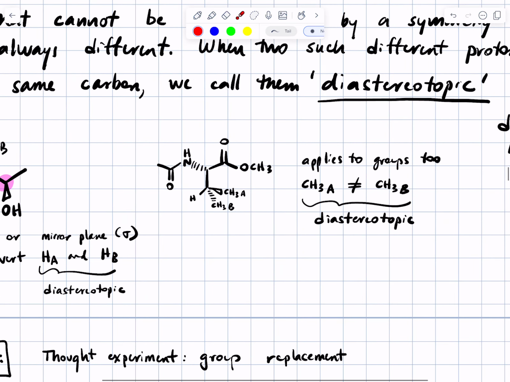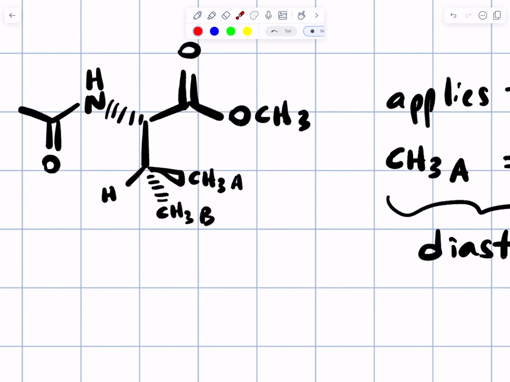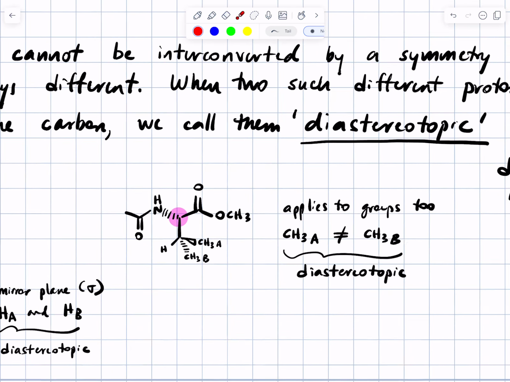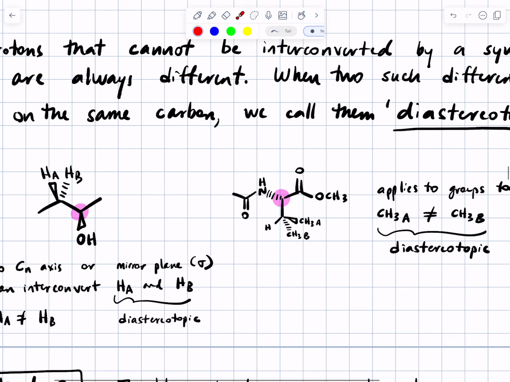Here's an example of diastereotopic groups. Here is a molecule with a stereocenter. Here are two methyl groups attached to the same carbon. You would normally think, oh, they're identical, but there's no rotational axis of symmetry that interchanges the two. There's also no mirror plane that interchanges the two. One good way to look for groups that are diastereotopic is two of the same type of atom or group attached to the same carbon in a molecule that is chiral.